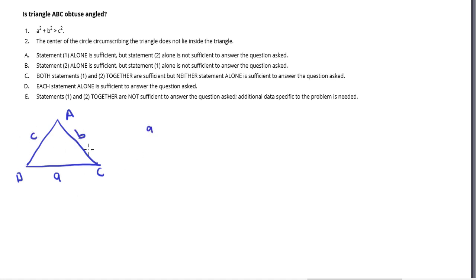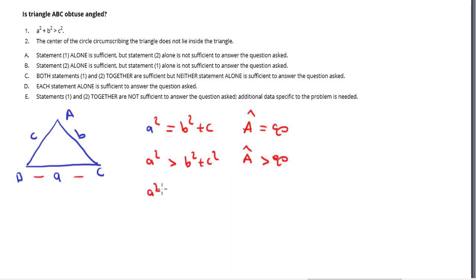Let's say A is the greatest side. So A square equals B square plus C square, that means the angle A is 90 degrees. If A square is greater than B square plus C square, that makes angle A greater than 90. If A square is less than B square plus C square, that makes angle A less than 90.